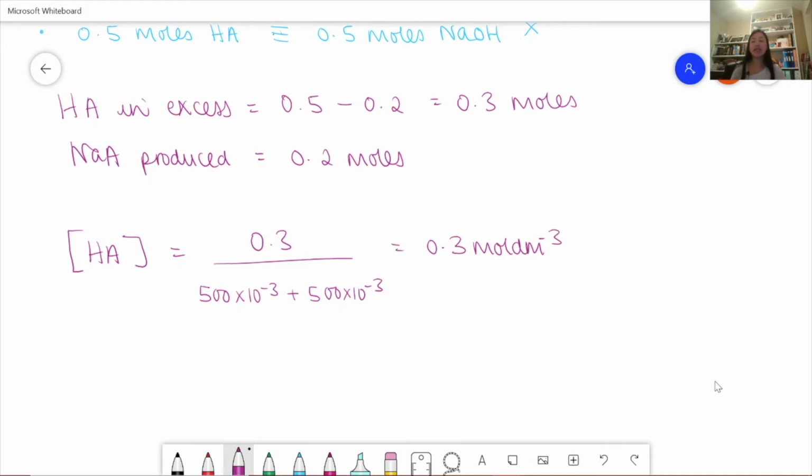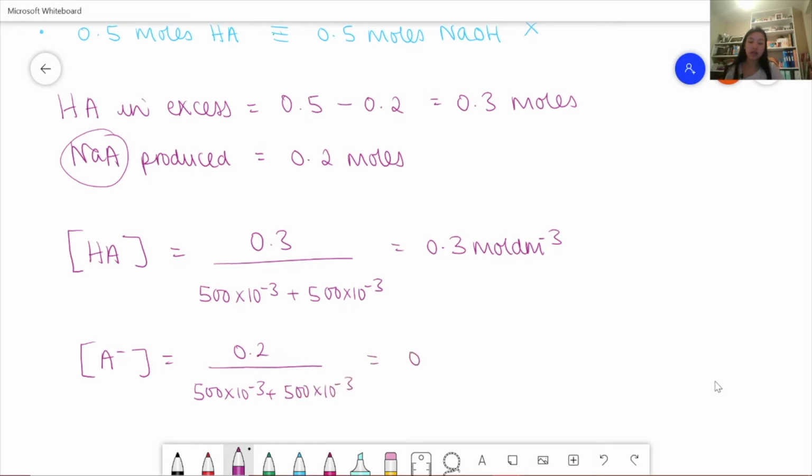And then we could also do the same thing with the A- ions, because the A- ions come from this salt, NaA. And so the concentration of A- ions is equal to 0.2 over the same total volume. So the 500 times 10 to the minus 3 plus 500 times 10 to the minus 3. And that equals 0.2 moles per decimeters cubed.